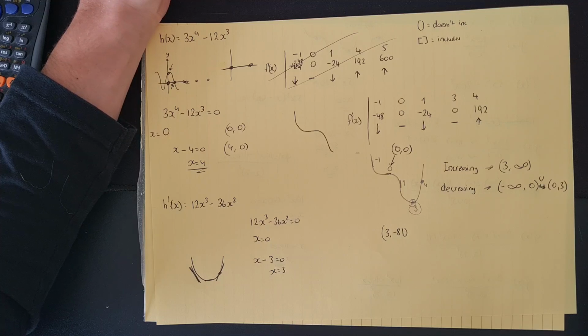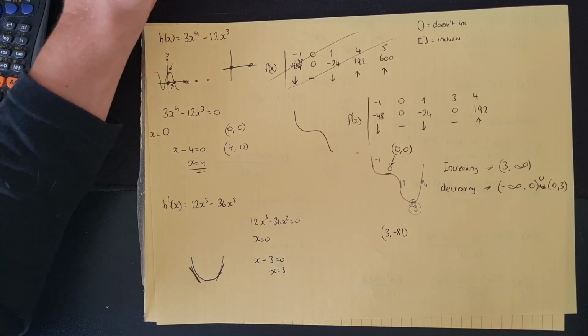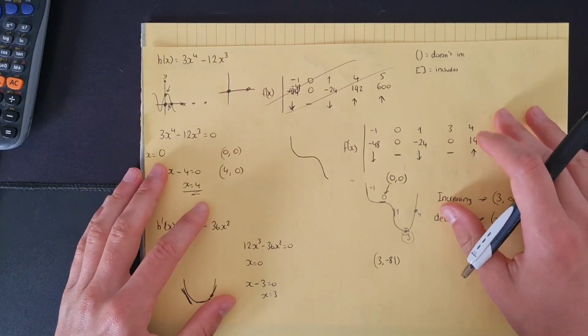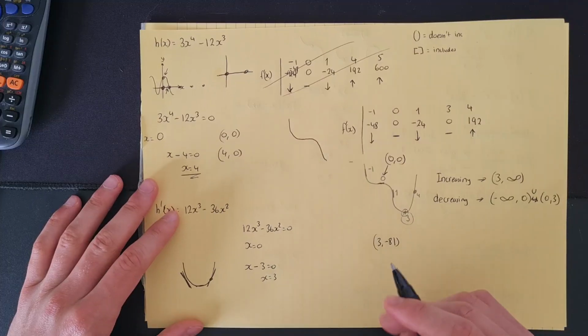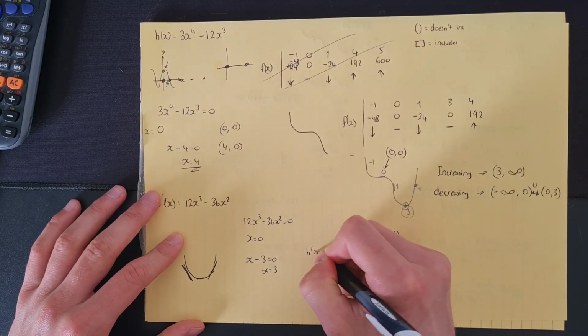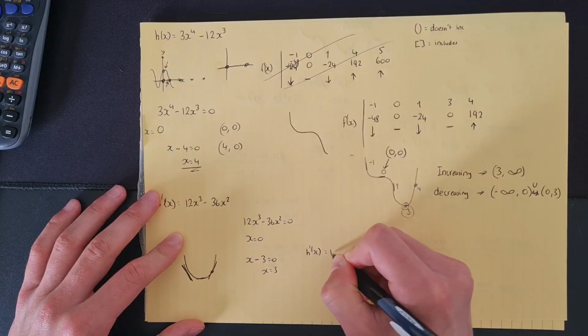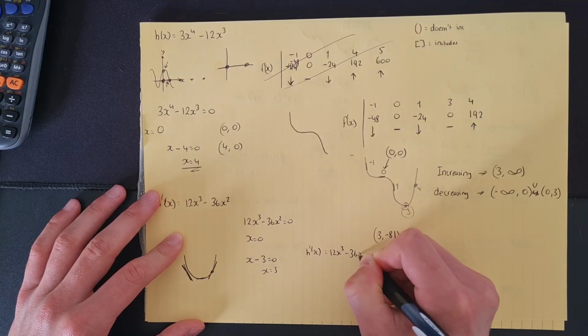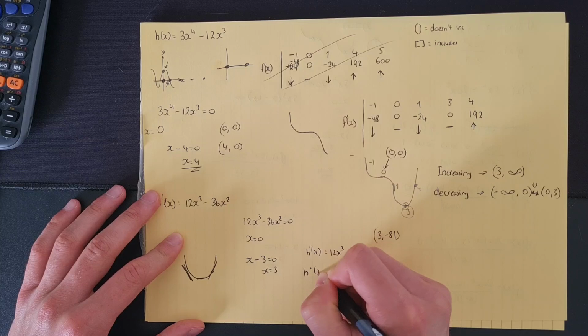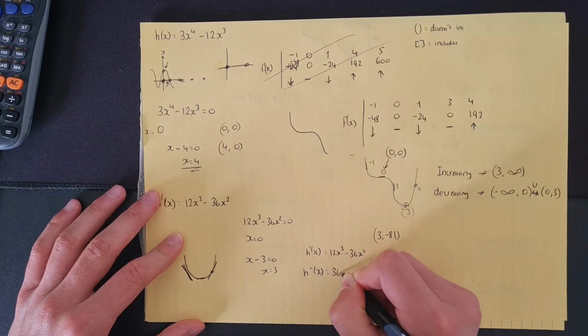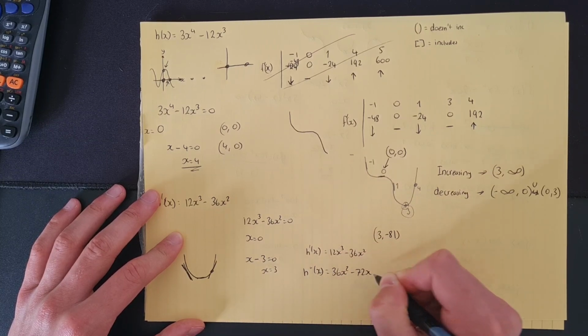Awesome. Okay, now we're on to the last 3 questions. Okay, now set up a table of signs. So they're asking us to now do the same question, now find the second derivative and do a table of signs. So if the first derivative of h of x is 12x cubed minus 36x squared, second derivative, we just derive it once more. So 36x squared minus 72x.